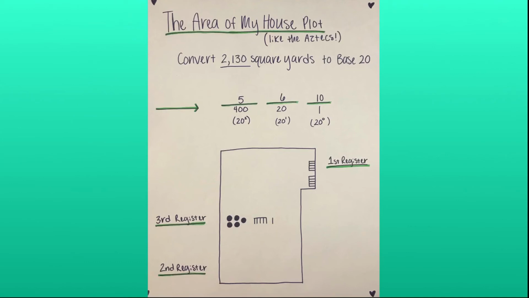I converted that to base 20. That's 10 groups of 1, 6 groups of 20, and 5 groups of 400. And then I put it in a more simplified version of the Aztec notation. The first register shows 10 lines. That means that there are 10 ones. And then the third register shows 5 groups of 400, which are the dots, and 6 lines, which means 6 groups of 20.